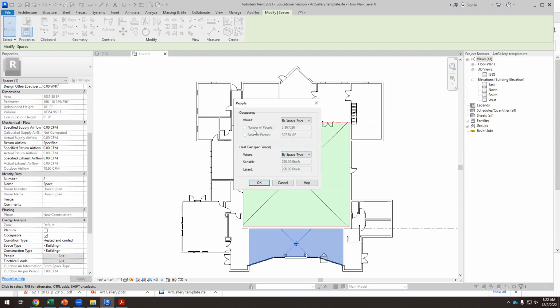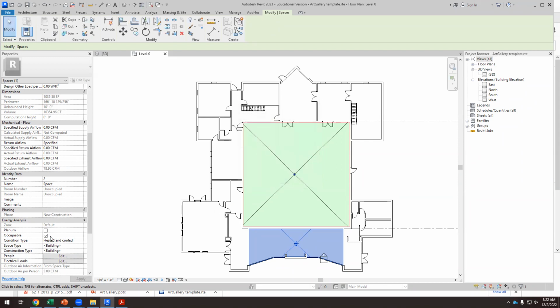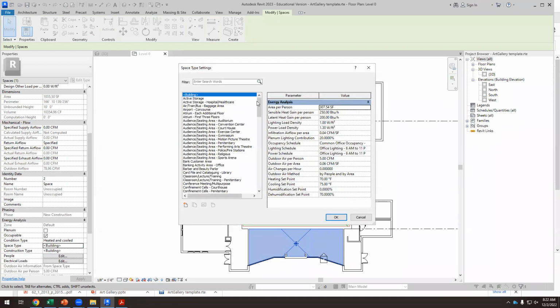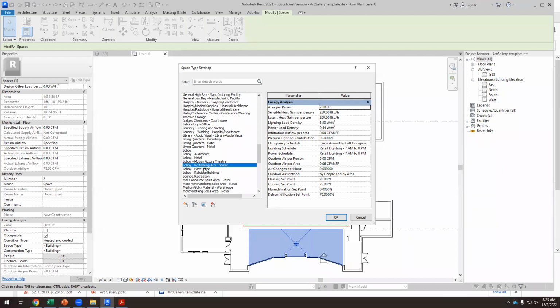by space, here we have the number of people, by space type specified, but where can we find this information? Space type, it's a building. Okay, so here we have space type, building, and here we have a lot of elements. Okay, so here we have lobbies, a lobby auditorium, a lobby hotel, a motion picture theater, performing arts theater, a post office, religious buildings. So this number 7 square feet per person. Okay, so that's the area per person.